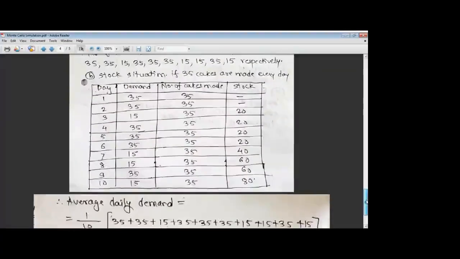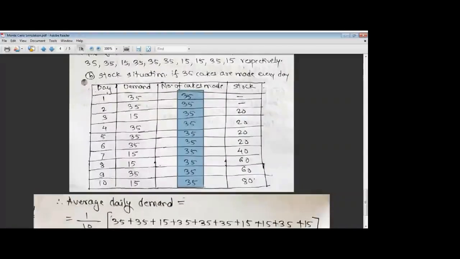So let's analyze the stock situation. For days 1 to 10, I have written here the demand for each day, which has been copied from here: 35, 35, 15, 35, 35, 35, 15, 15, 35, 15. So this is the cake demand. I've written it vertically here. Now, how many cakes has the owner decided to make irrespective of the demand?